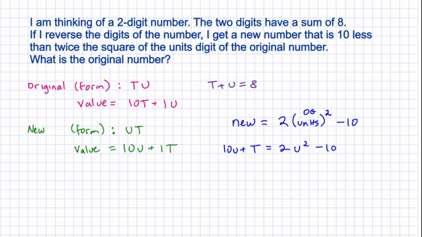Now the next issue that we have is that this equation has two variables. It has a u and a t. But thankfully, we were told that t plus u is 8. And since the equation in blue has u in two different places and t in only one, it could be helpful to isolate t in this top equation and rewrite that t is 8 minus u, and then use that to replace the value of t right here.